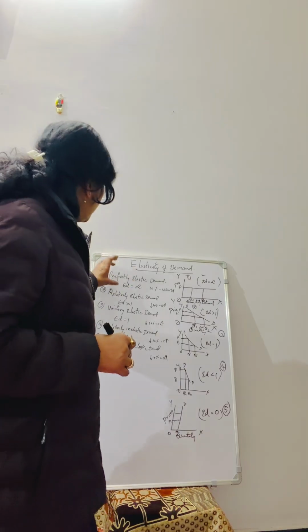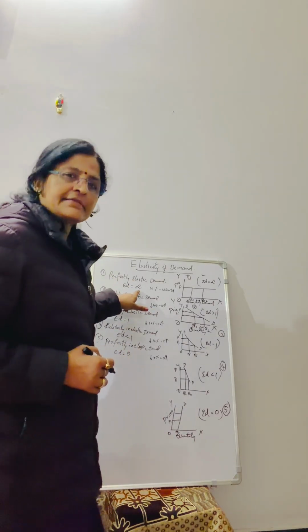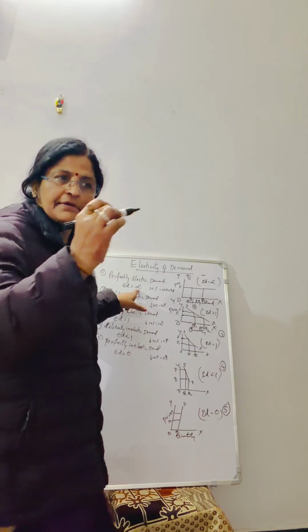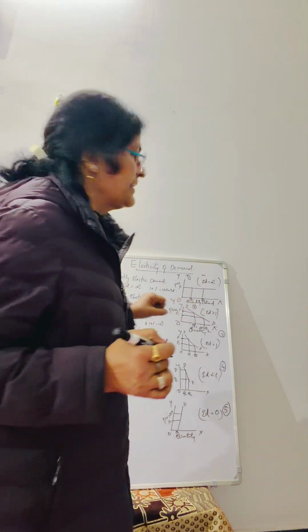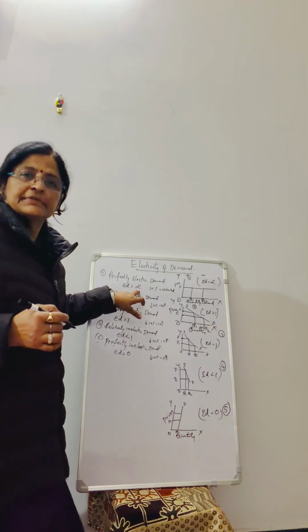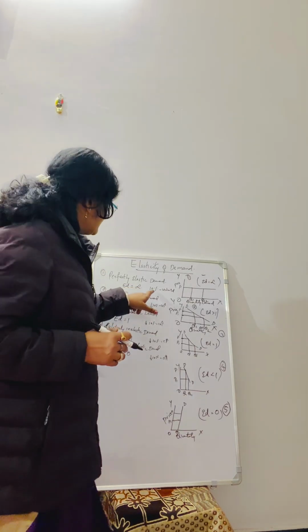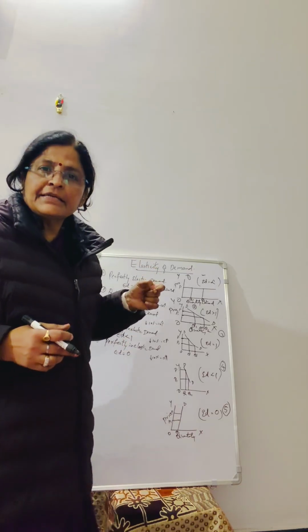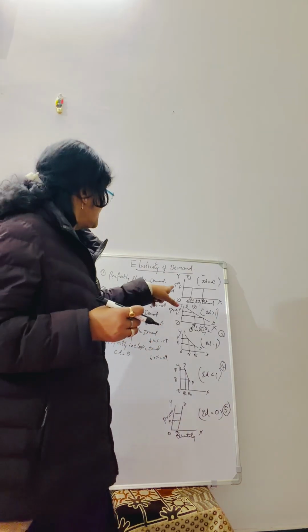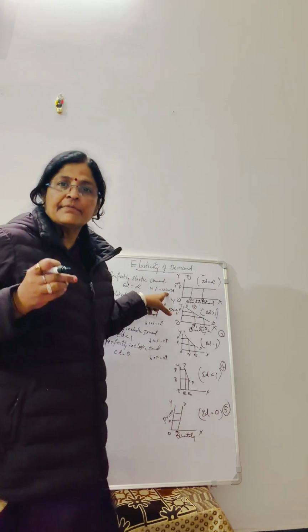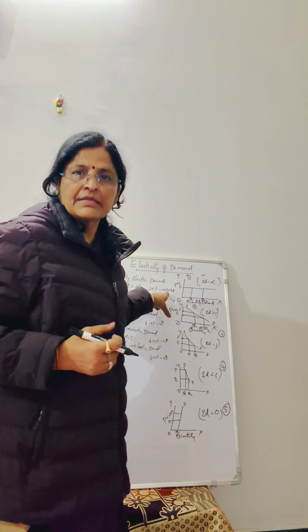Now, coming to the perfectly elastic demand. If it is presented, ED is equal to infinite. That infinite refers to the unlimited. Here, a slight decrease in the price of the commodity leads to an increase in the quantity demanded of a commodity to an unlimited extent.